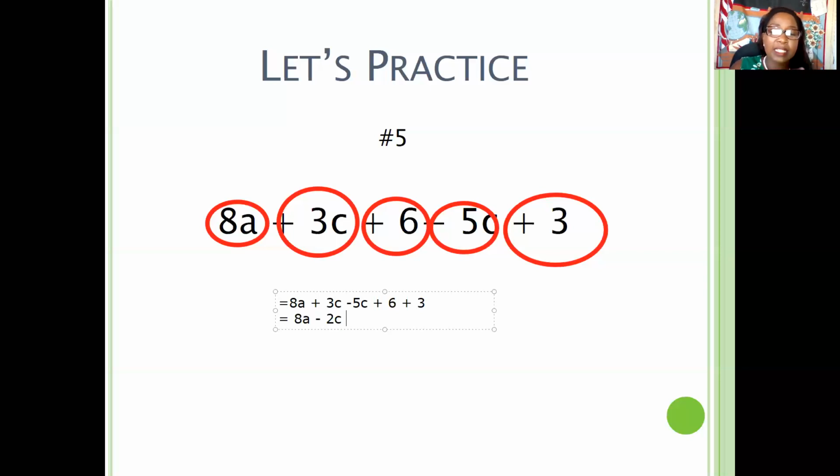The final part is 6 plus 3, and that's going to give us 9. So the final answer for this question, 8a minus 2c plus 9. We cannot simplify that any further because the a, the c, and the constant, they are 3 different terms.